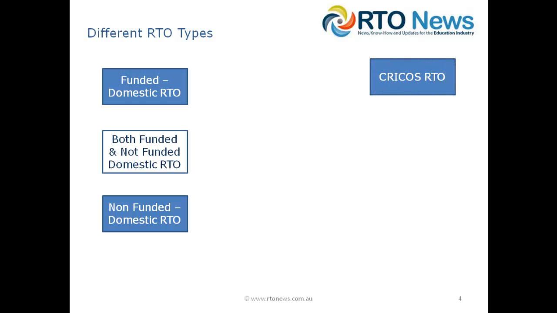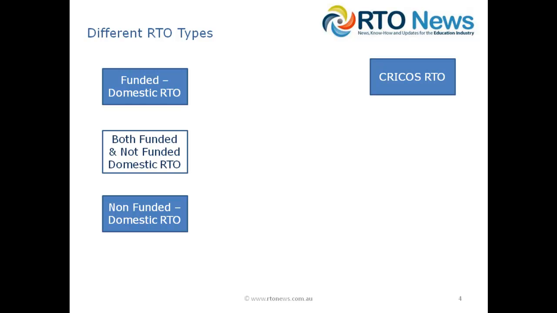CRICOS RTO. A CRICOS RTO has special registration to deliver VET training to students that come to Australia from other countries on a student visa. They are known as international students. Please note, not students that study from their own countries. And they have very strict rules and regulations they must follow to remain in Australia on their student visa.